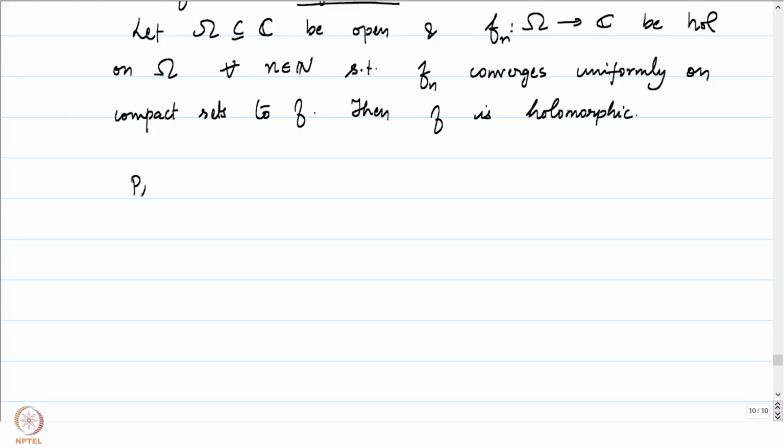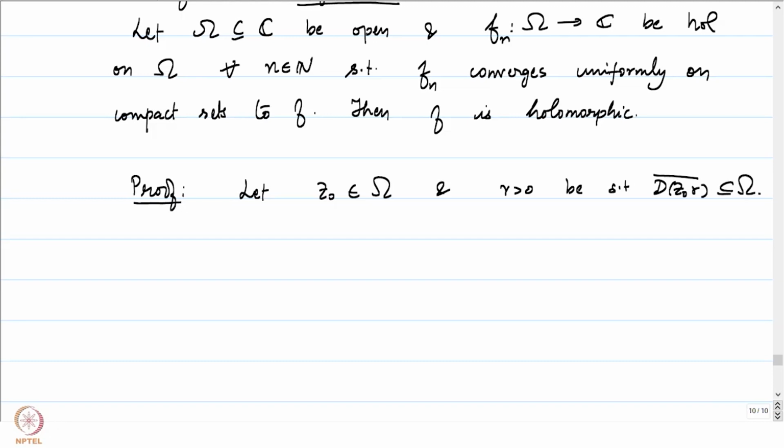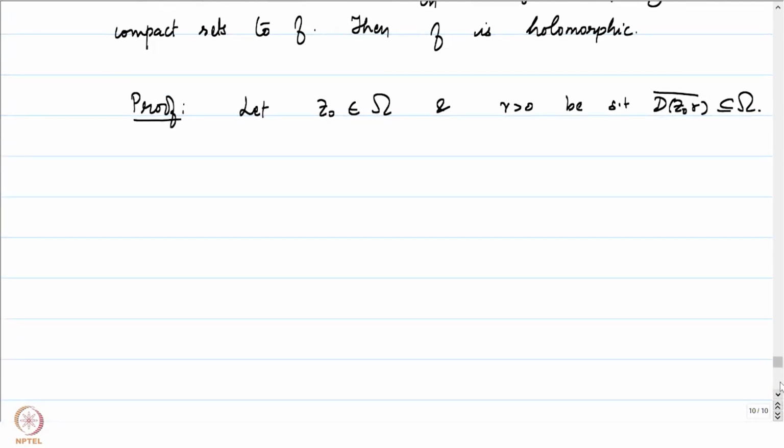Let's give a quick proof of this. This is going to follow directly from the Cauchy integral formula. Yet again, we have to show that f is holomorphic, which is a local property to be checked, and therefore we will focus our attention in a small neighborhood of our point in question. So let z0 be some point in omega and r positive be such that dz0r bar is contained in omega. We will focus our attention in this open set dz0r.